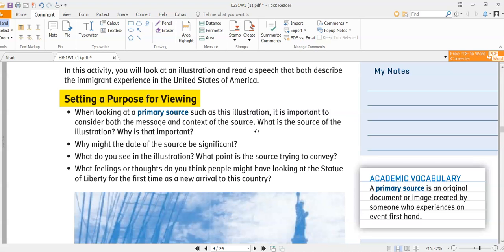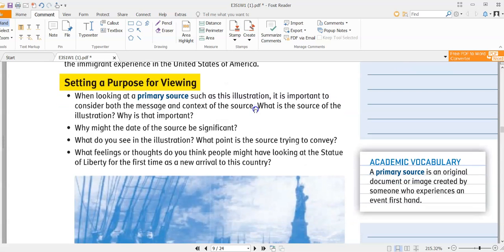And then last but not least, what feelings or thoughts do you think people might have looking at the Statue of Liberty for the first time as a new arrival to this country? So you're supposed to imagine what it would be like to be in that situation and think about what feelings or thoughts those people might have.